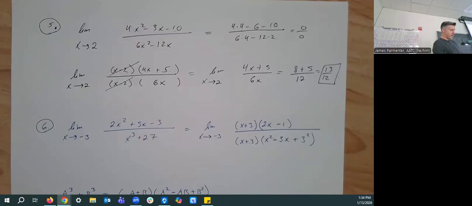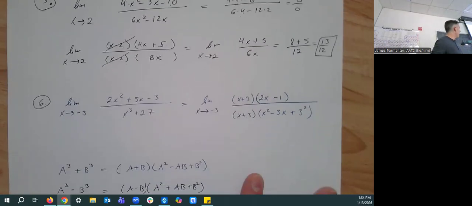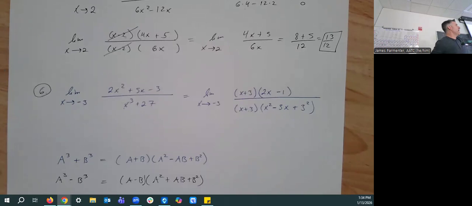It actually works for a sum of cubes or a difference of cubes. For a cubed minus b cubed, it's going to be a minus b times a squared plus a times b plus b squared. Question? Yes, of course. Sorry, thank you. If I tell you to wait for that, just yell out to move it up. Apologies. If you can't see something, be like, hey, James, you can't see.